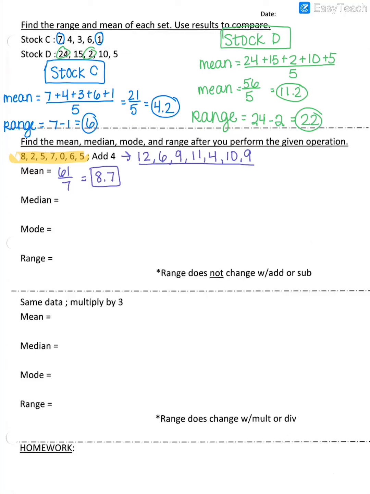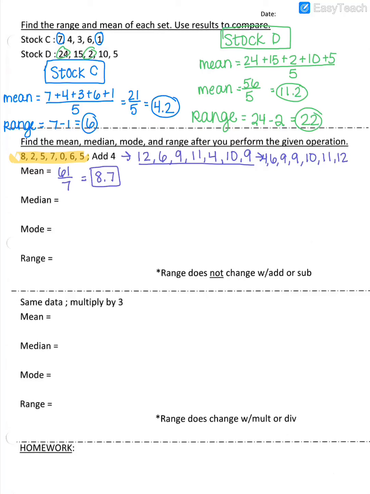Now to find our median, remember our numbers have to be in order. So I'm actually just going to go up here to the top and rewrite them. So we're going to start with 6, then we have 9, 9, 10, 11. Oh, sorry, I missed the 4. That'll go out front. So 4, 6, 9, 9, 10, 11, 12. And that is all 7.